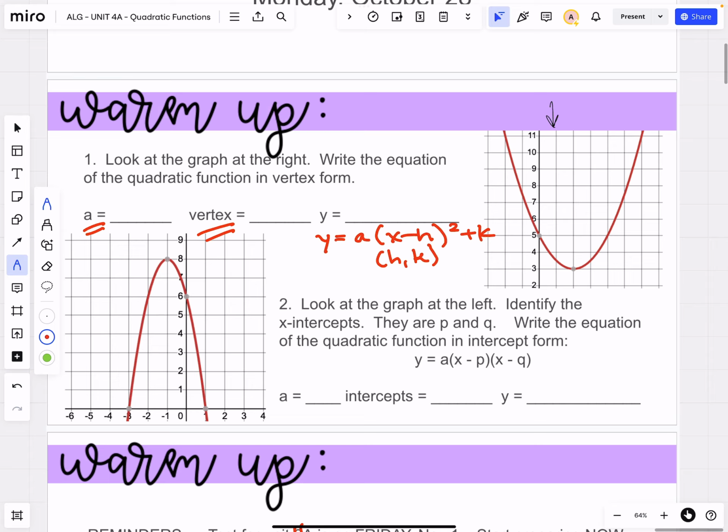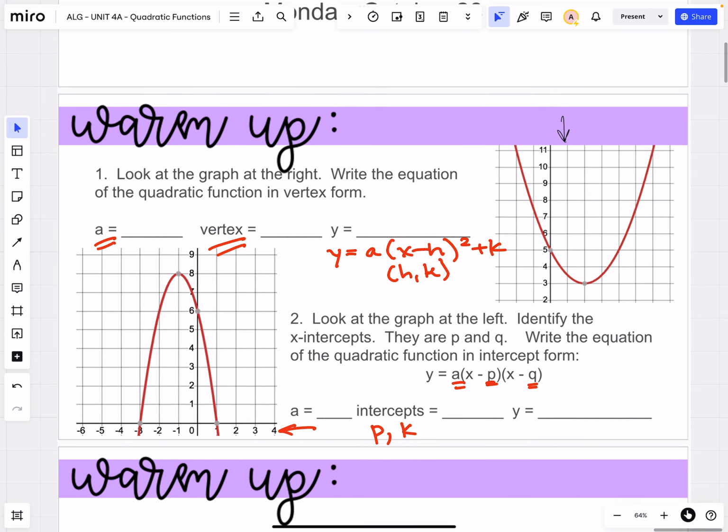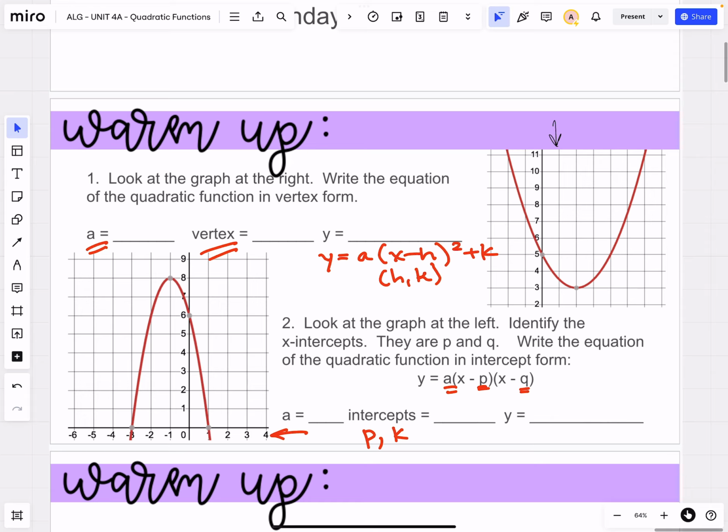And then you're going to look at the other graph, the one to the left, and identify the x-intercepts. What are the x-intercepts? Identify the a value. And then remember that your intercepts are p and q. And they go in the intercept form of a quadratic right here. I'm going to put the a value here, and then you will end up with your function. All right, take a look at that, do what's on the screen, and then we'll go over it.